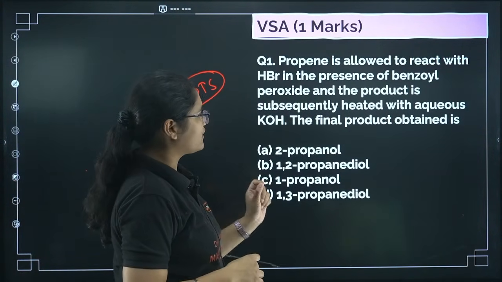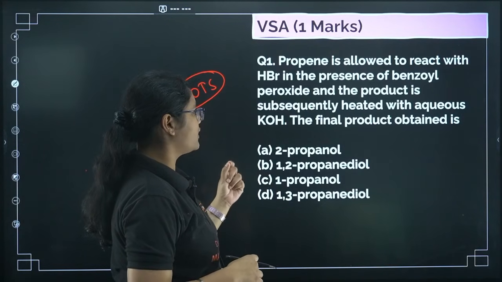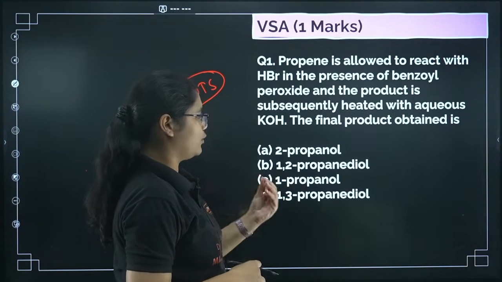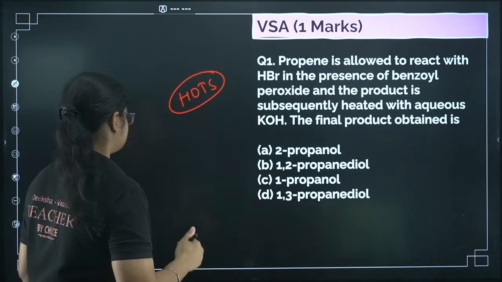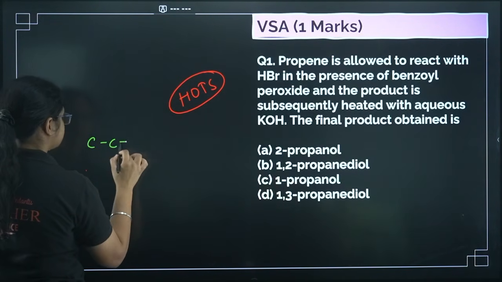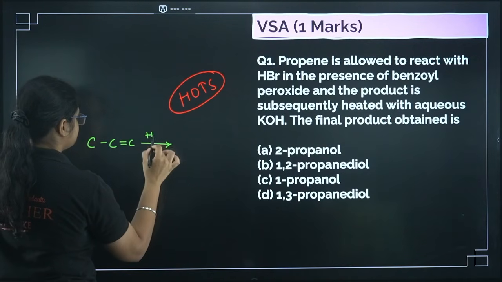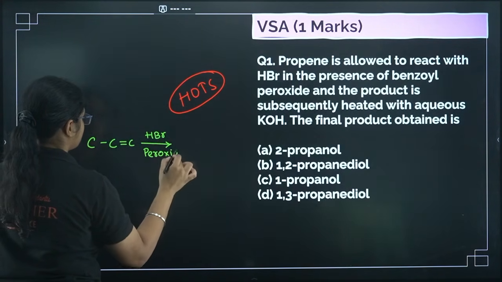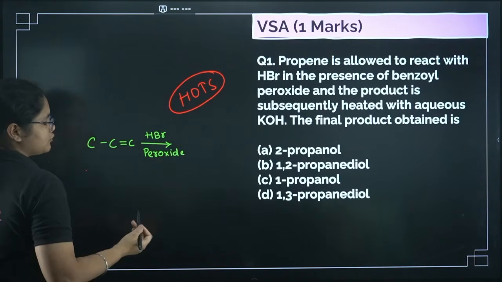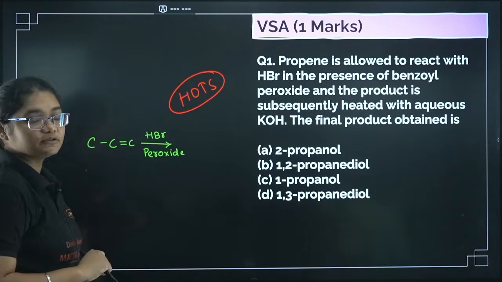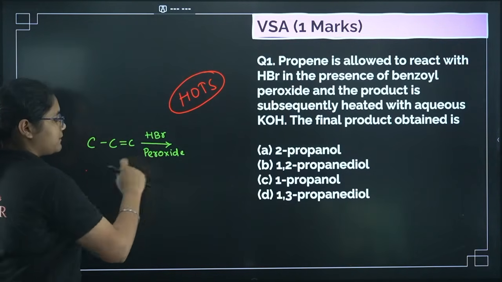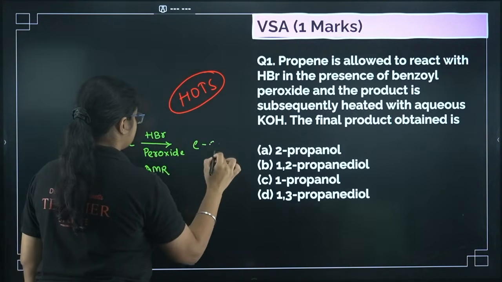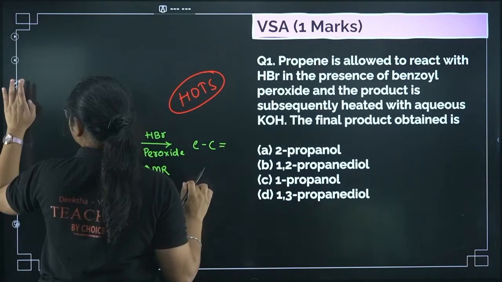Propene is allowed to react with HBr in the presence of benzoyl peroxide and the product is subsequently heated with aqueous KOH. The final product is? Now this is a simple question. If you see, propene is there, and you are reacting it with HBr in presence of peroxide. So what will happen? Bromine will be added to the last carbon, because it is the peroxide effect, so the anti-Markovnikov rule is followed here.